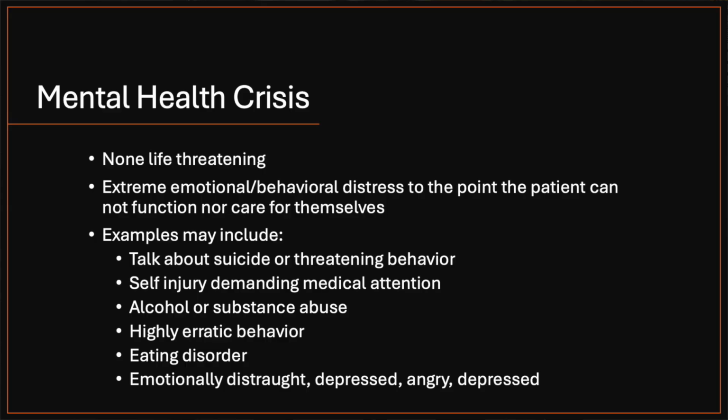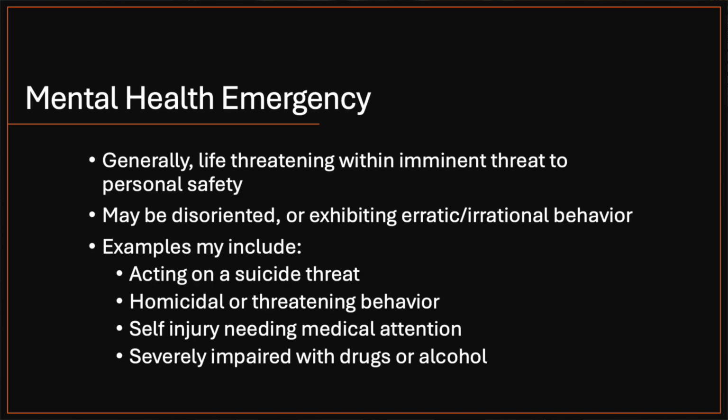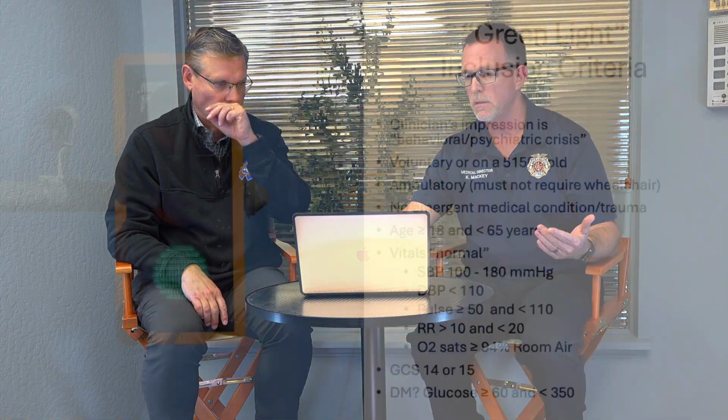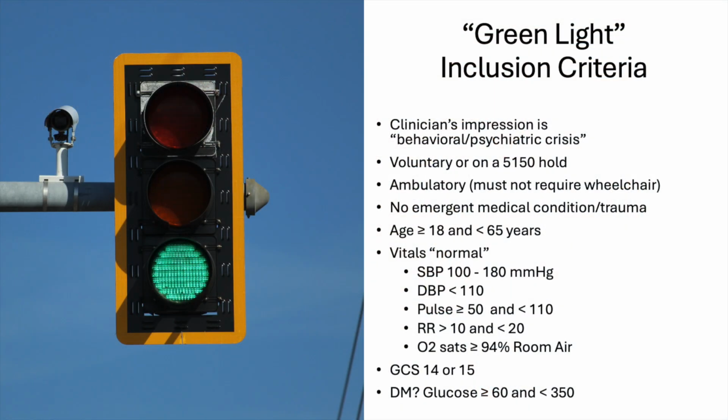Since this course already went through it, I'll skip through some of the initial stages of what is a mental health crisis and a mental health emergency. You can read them for yourself, but basically it crosses from a crisis to an emergency when they start to act on it, or they're disoriented or erratic, or there's an imminent threat to you and the personnel there. Green light criteria are identical, just like we talked about. But the one thing is that it's voluntary.